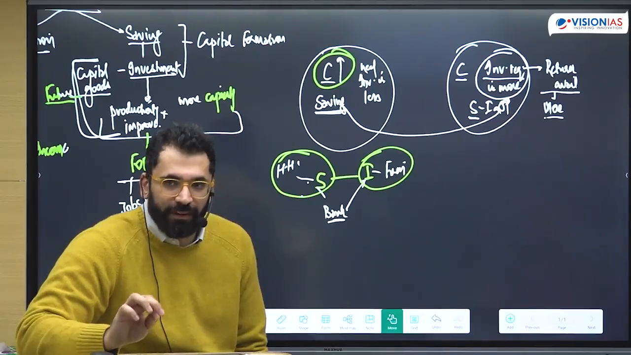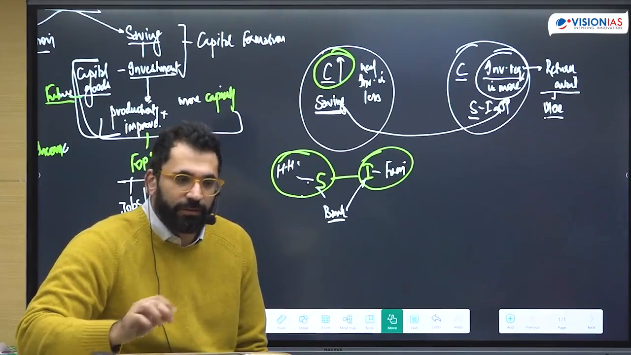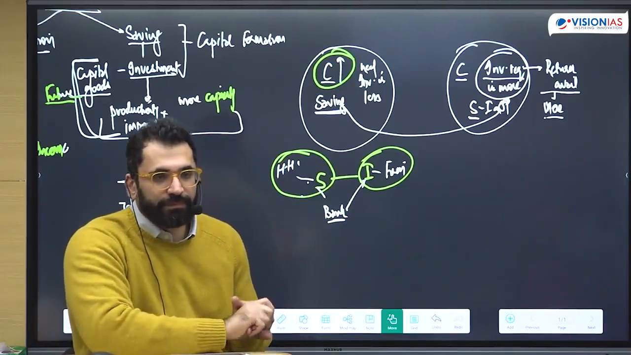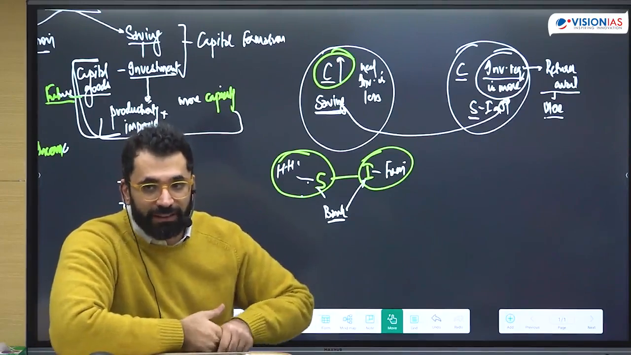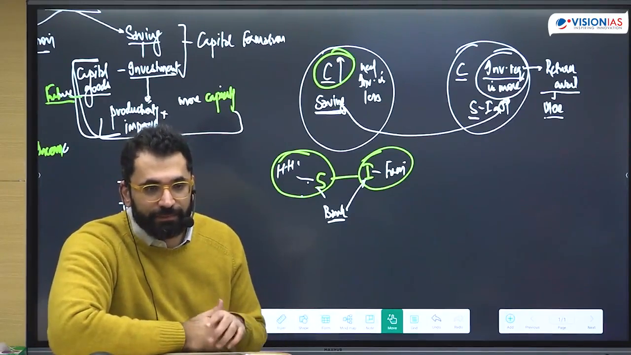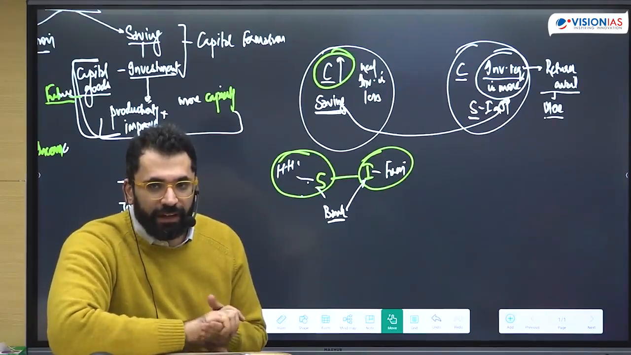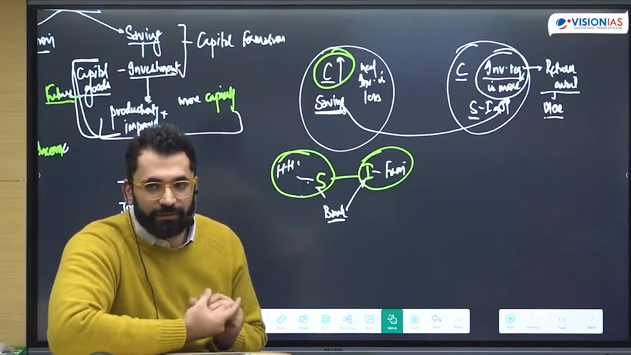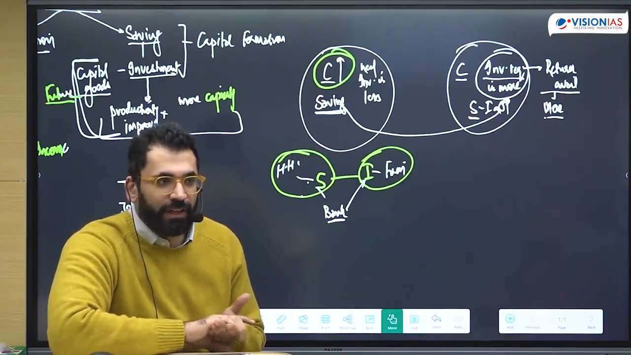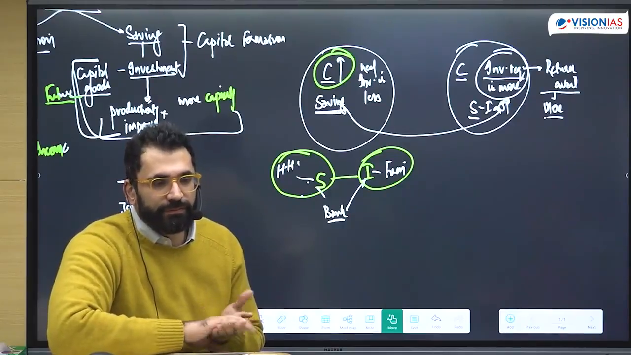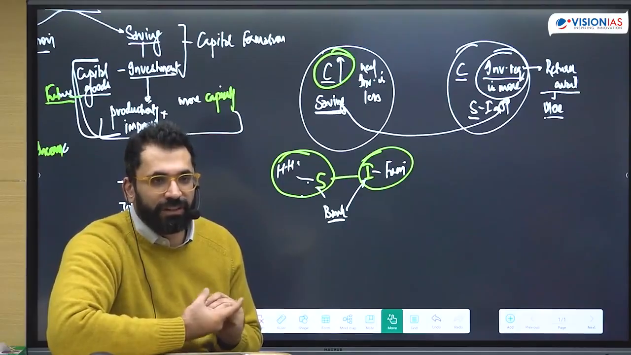it will be filled by savings from rest of the world, which comes in the form of foreign investments, aid or grants. Investment, aid, grants or loans. I'll explain the difference between all these three.